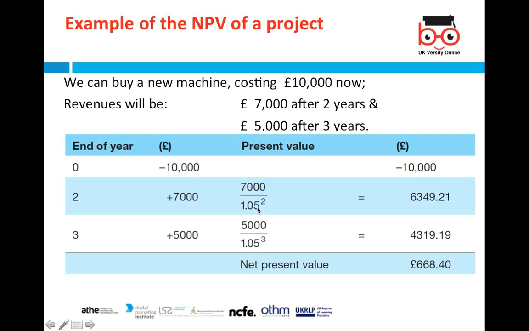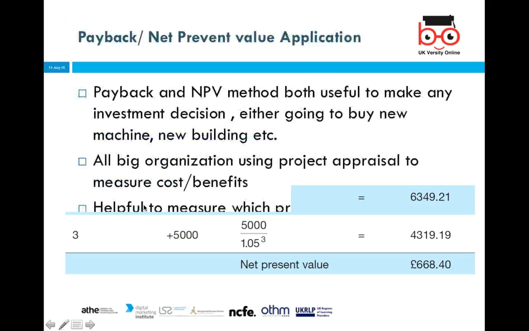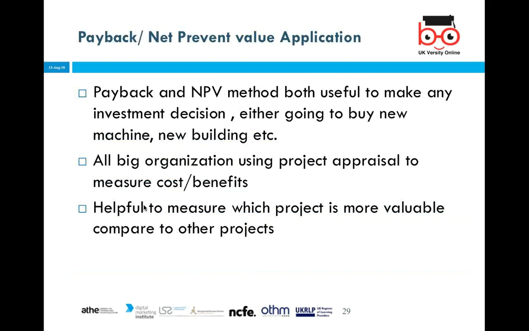So that's the discounting factor. For the second year and third year, that's the discounting factor, and the calculation will be like this. The total revenues will be 668 on the basis of the second and third year. So this is a typical example of the NPV of a project.